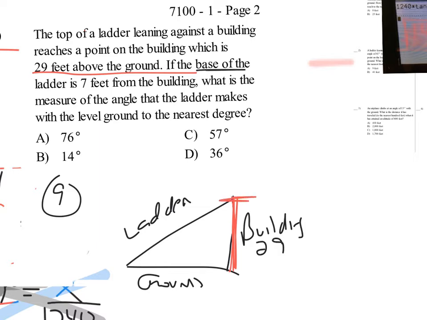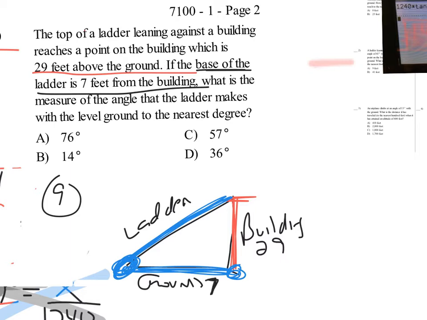If the base of the ladder is 7 feet from the building, well, there's the ladder. The base is on the bottom. The base is 7 feet from the building. So this bottom side along the ground is going to be 7. What is the measure of the angle that the ladder makes with the level ground? So here is going to be my x. So here the angle is going to be x.